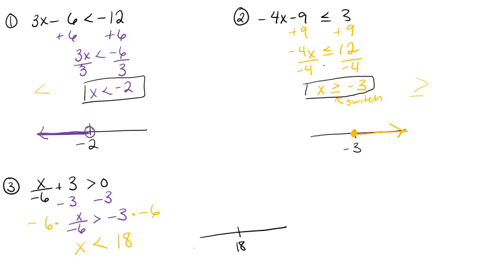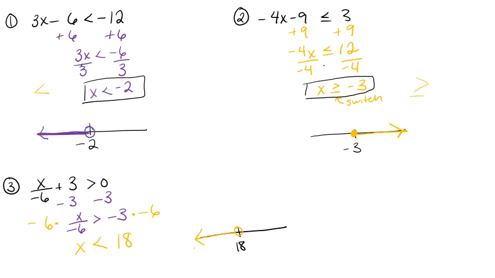So any number that works has to be less than 18, so it's an open circle, and it has to be less than that. So 0: 0 divided by -6 is 0, plus 3 is 3, and 3 is bigger than 0. So I know I did that right.